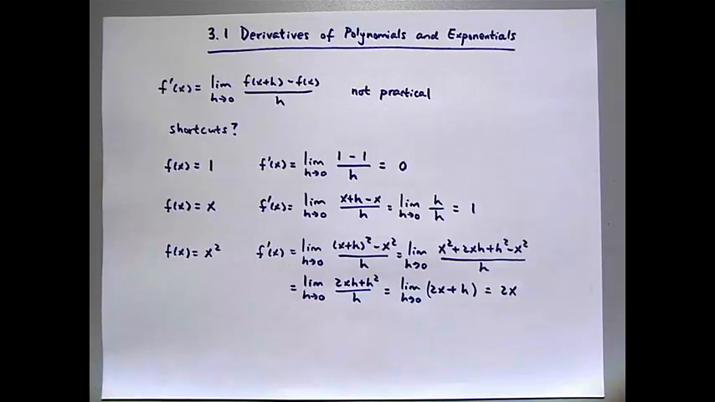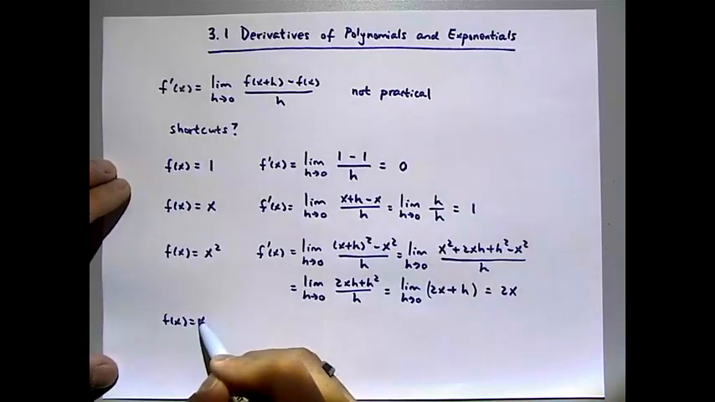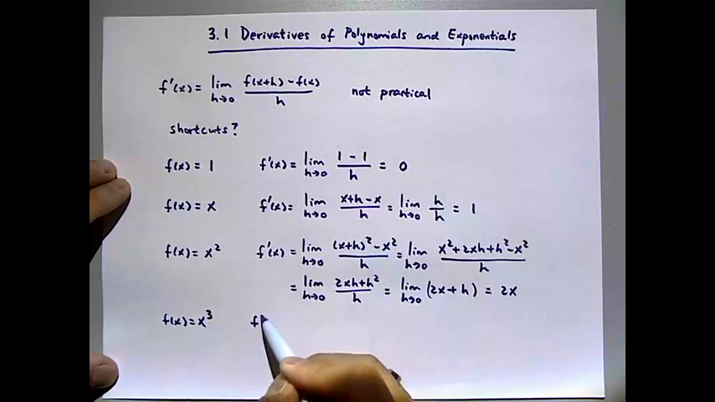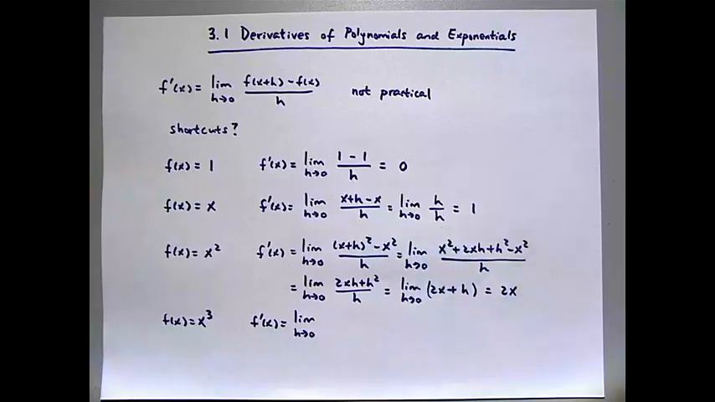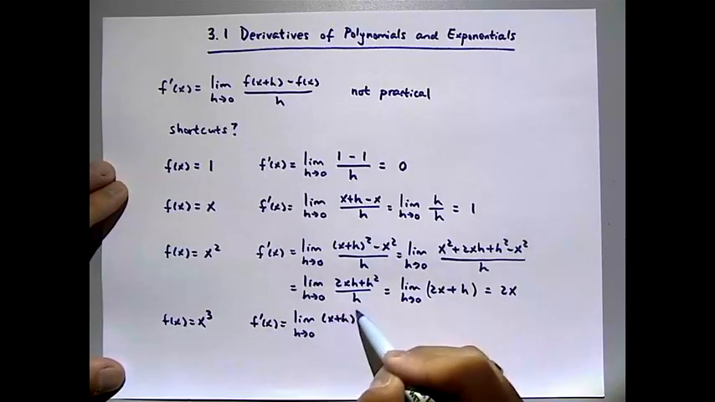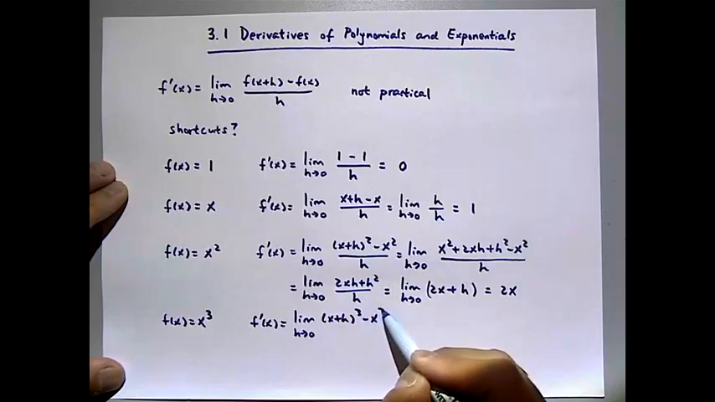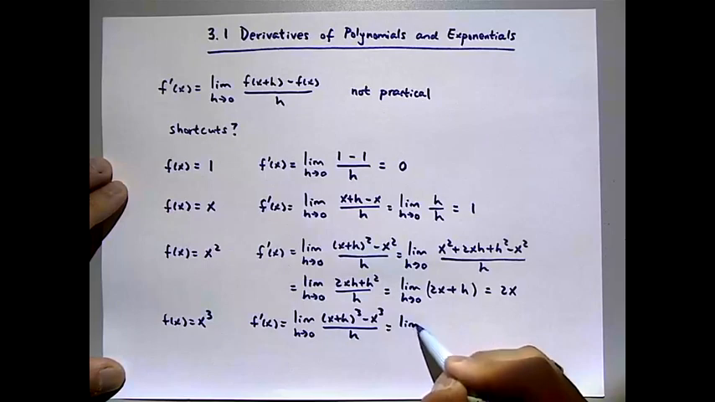All right, let's do one more, and then we're going to start to talk about the pattern. Let's do x cubed. Okay, so this is the kind of thing I was talking about. Doing this in practice, every time you have to do it, is really, really silly. So the goal is to find some kind of pattern. And you'll see that pattern very, very soon.